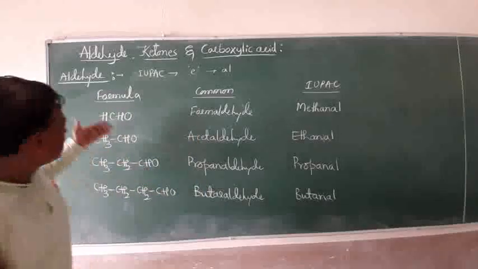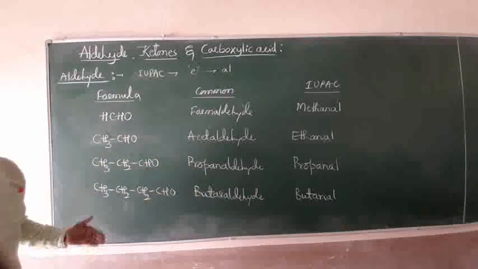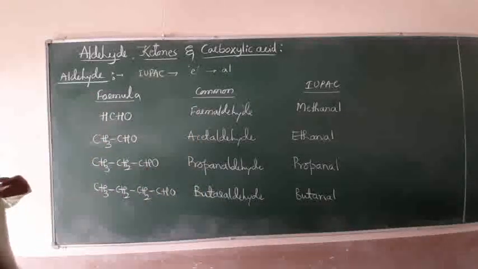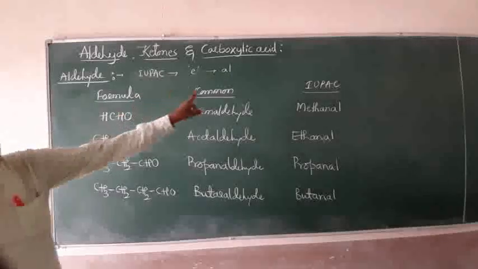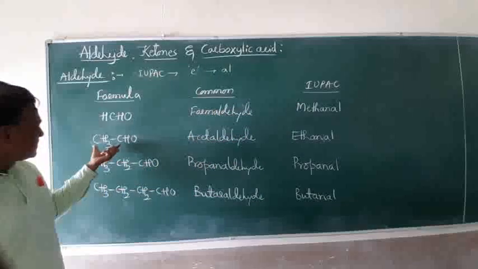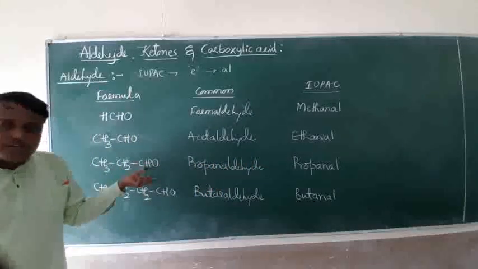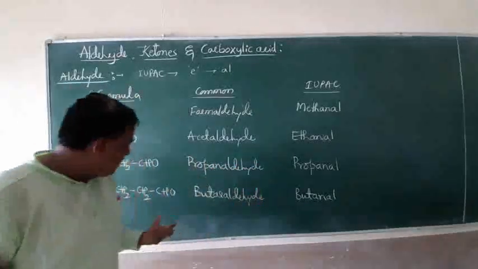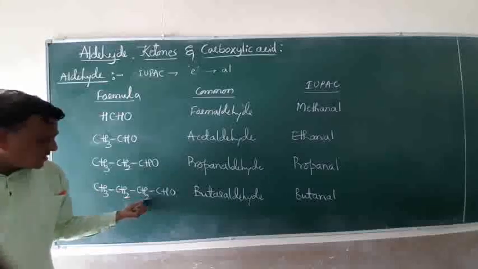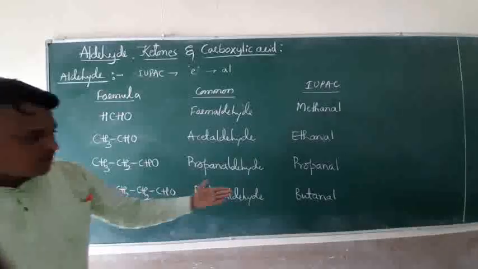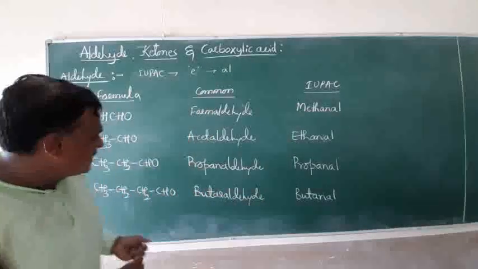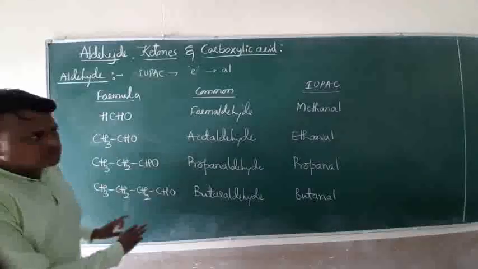This is the simple nomenclature of aliphatic aldehydes in our syllabus, friends. HCHO is called methanal, CH3CHO is called ethanal, CH3CH2CHO is called propanal, and CH3CH2CH2CHO, the 4 carbon one, is called butanal. This is a very important part of our syllabus.